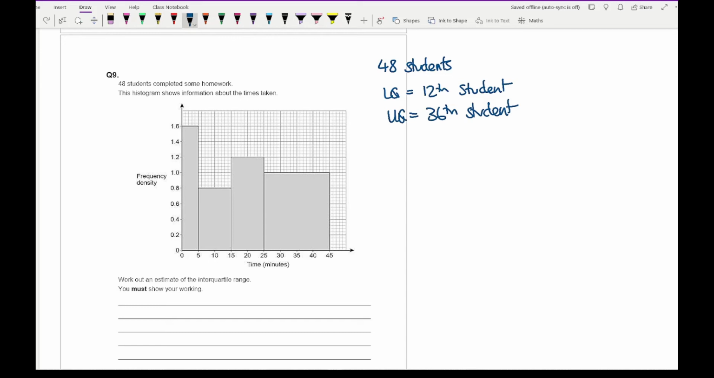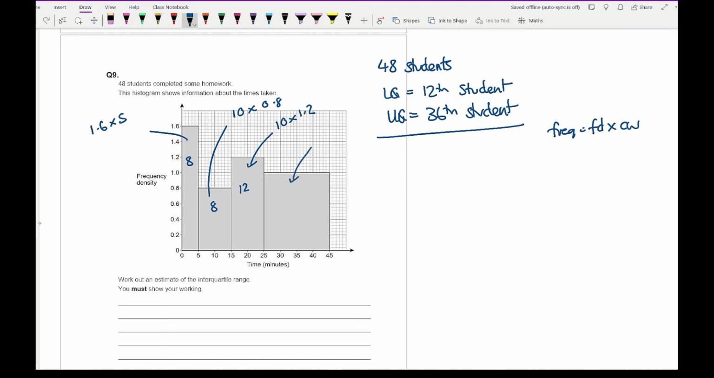So the next thing I need to do is work out the frequencies for each bar. Now remember that the frequency is equal to the frequency density times the class width. So this bar here has a frequency density of 1.6, so this bar is going to be 1.6 times 5, which is 8. This bar here is going to be 10 times 0.8, which is 8. This bar here is going to be 10 times 1.2, which is 12. And this bar here is going to be 20 times 1, so that is 20.